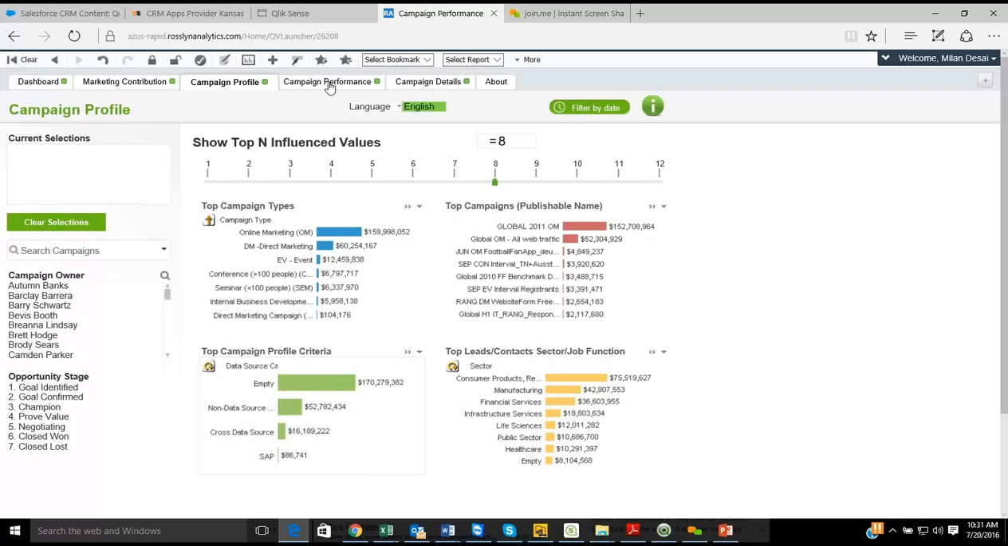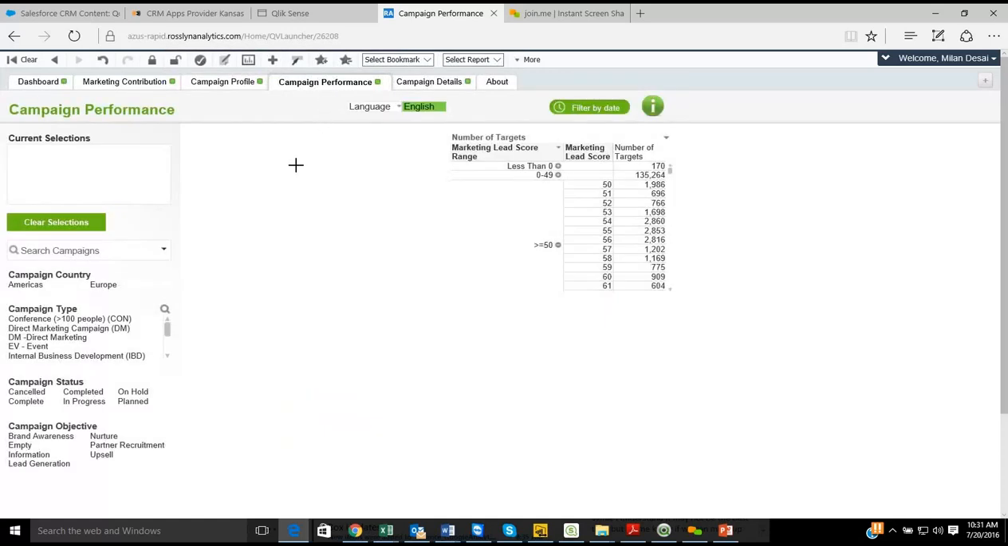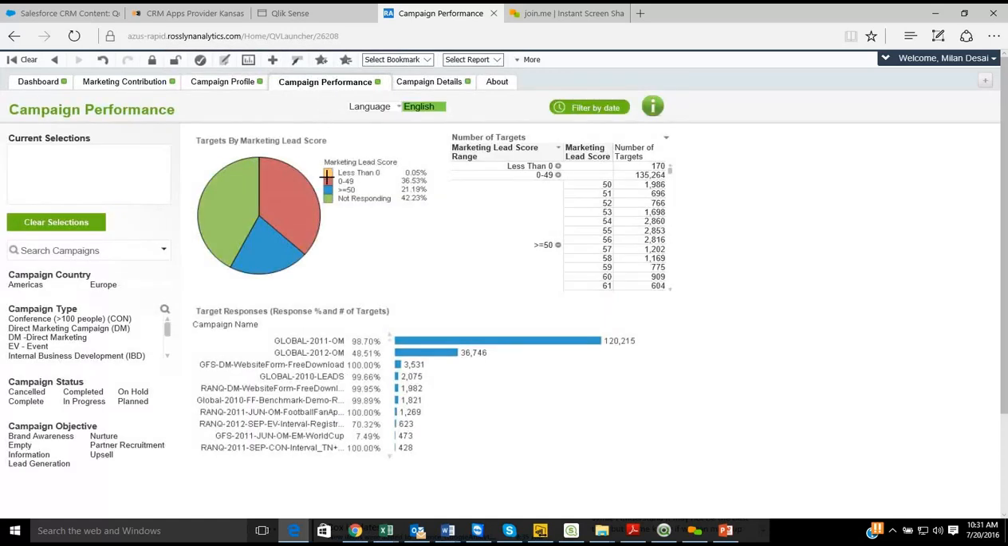And then we are looking at campaign performance. So we look at each individual campaign and then look at what's the lead score. So less than 0 is basically 0 to 49. So you're assigning scores based on your internal benchmarks now, and see which campaign was more successful.